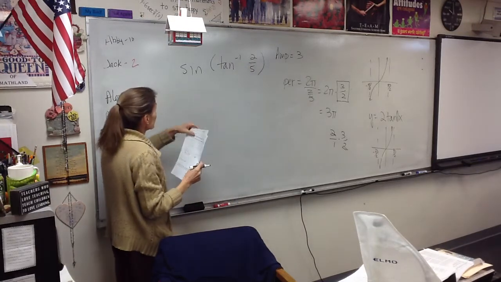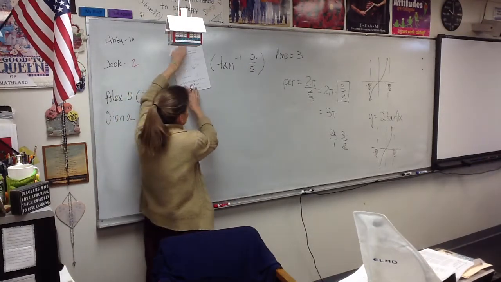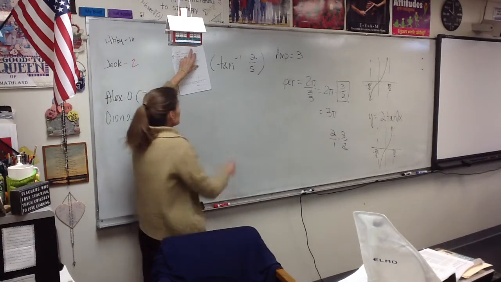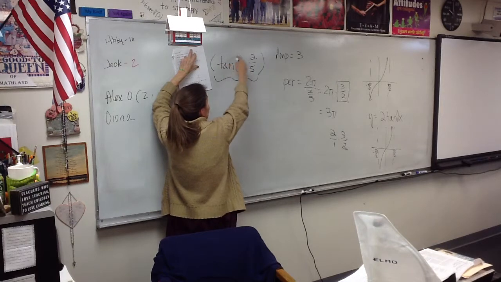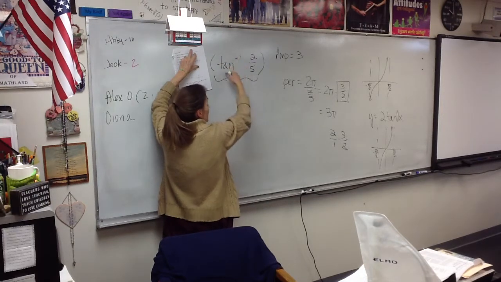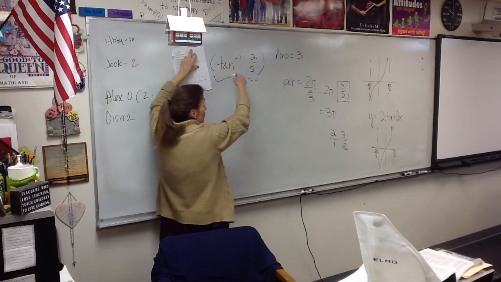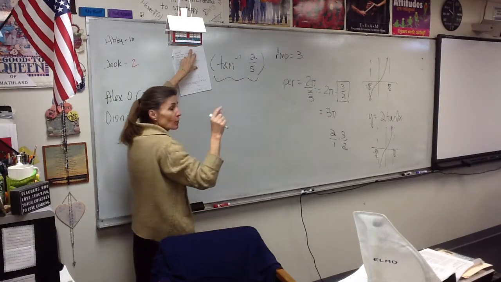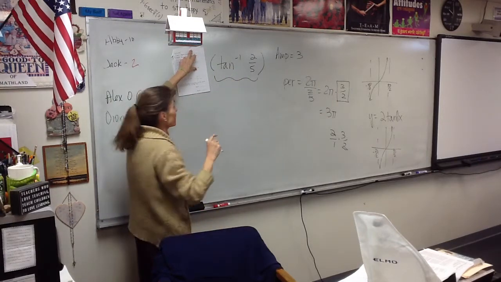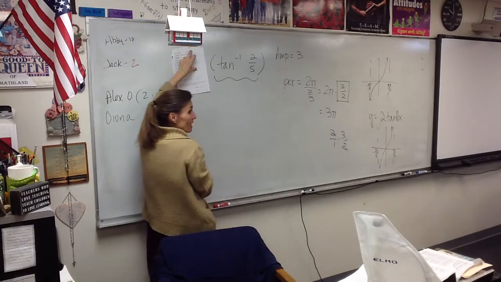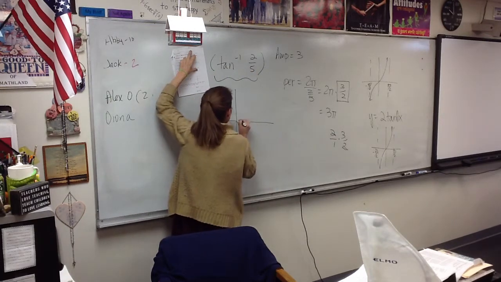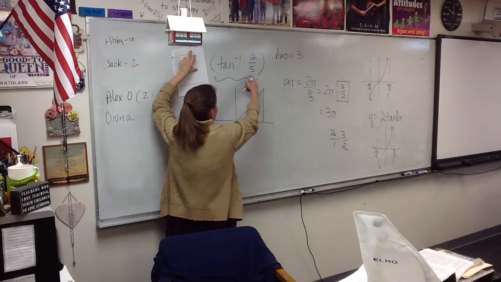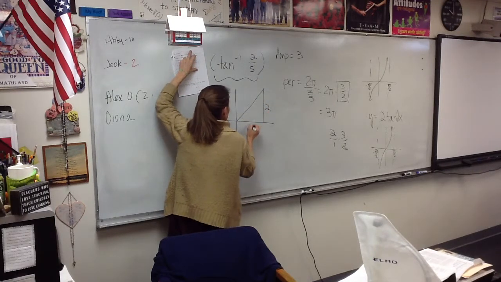All right, let's cover this up for a second. Let's just look at this. What does this always tell me I'm looking for? An angle. This is the notation. When I use that notation, or when I press that button on my calculator, I am finding an angle, right? So this part of the problem is talking about an angle whose tangent is 2/5.